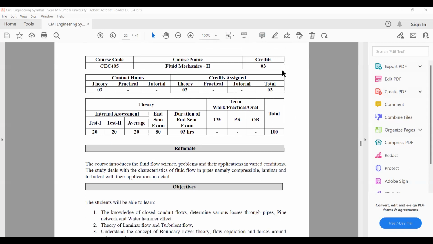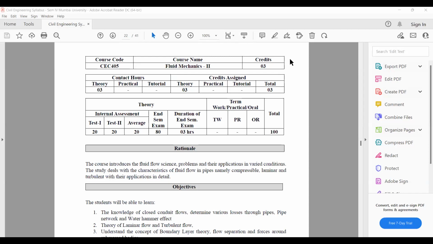Is my voice audible, or is there some lagging? Also audible, okay. If you are having some disturbance, please make me alert so that I will switch to another network. Okay, coming back to our syllabus.